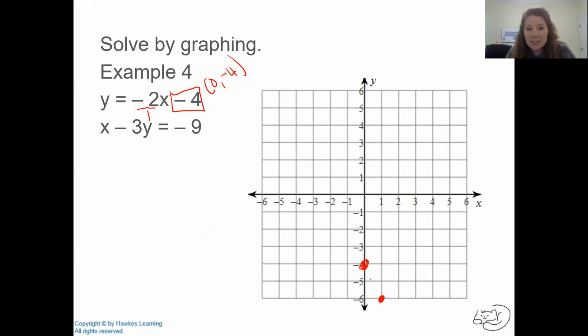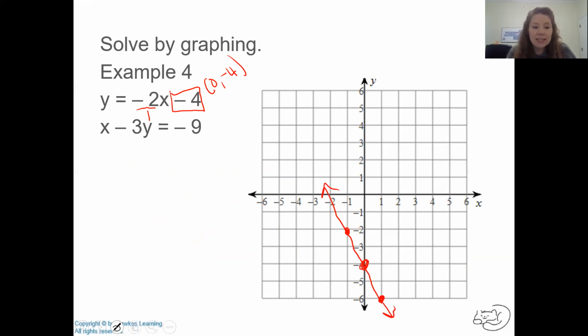We're out of space. I do want this to be a little longer, so I'm going to start where I got at my y-intercept, and instead of going down 2, right 1, I'm going to do the opposite. I'm going to go up 2, left 1, just to make my line a little longer. All right, pretend that's straight.